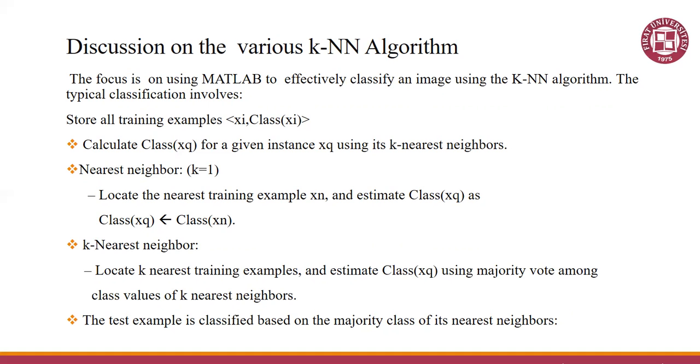When the nearest neighbor is 1, locate the nearest training example xn and estimate class sq as a function of xn. For k nearest neighbors, locate the k nearest training examples, and estimate class sq using a majority vote among the class values of the k nearest neighbors. The test example is classified based on the majority class of its nearest neighbors.